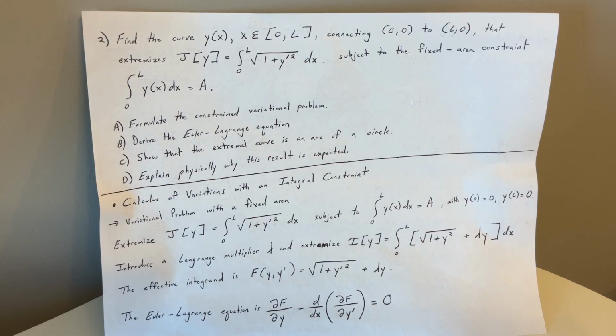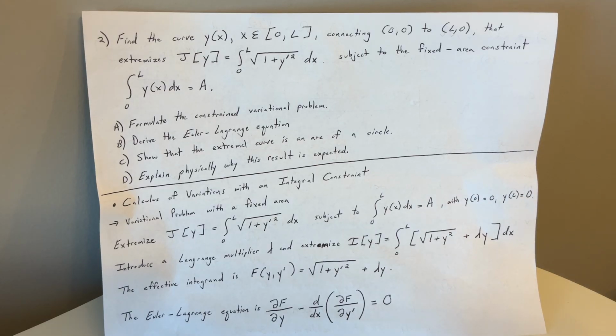So for part A, formulate the constrained variational problem. For part B, derive the Euler-Lagrange equation. For part C, show that the extremal curve is an arc of a circle. And part D, explain physically why this result is expected. Okay, so we'll go through this.